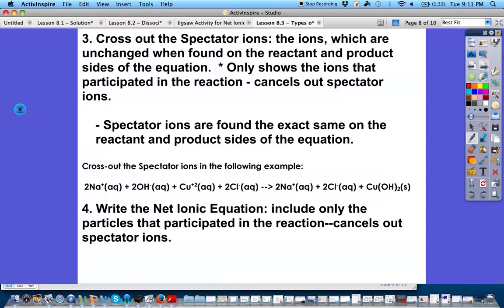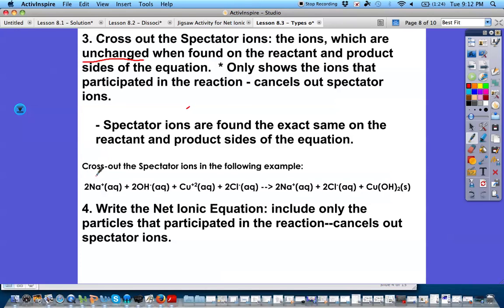So the next thing that you need to do is cross out the spectator ions. And think about it, if you go to a basketball game, you are a spectator at that game. So spectator ions are the ions which are unchanged when they are found both on the reactant and the product sides of the equation. So spectator ions are found the exact same on the reactant and product sides of the equations.